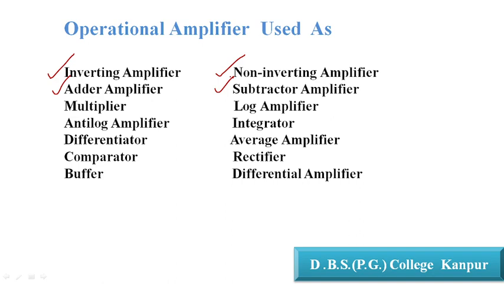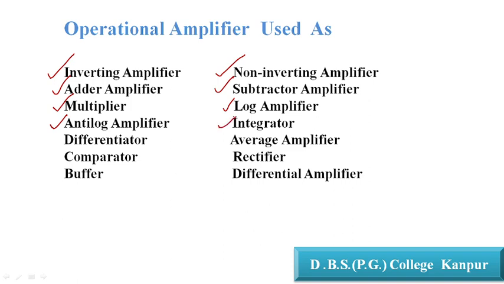Multiplier means multiplication is done by this multiplier. Log amplifier means logarithmic quantities, multiplication and log discussion. Anti-log is also made by this circuit. The anti-log circuit is also made by the operational amplifier. Integrator means integration, a very well-known part.